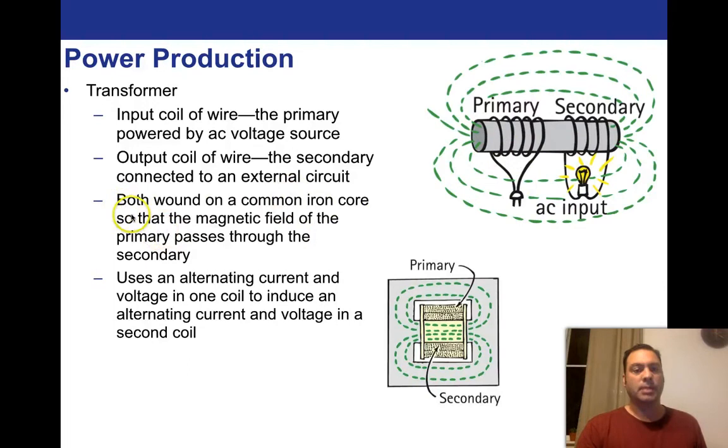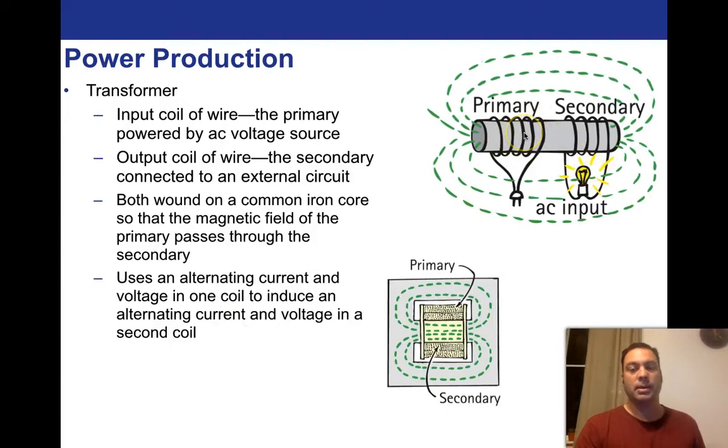They're both around the same iron core so that the magnetic field of the primary passes through the secondary. Cool, got it. Notice that the magnetic field lines are going through both. The core is important. It uses an alternating current and voltage in one coil to induce an alternating current and voltage in a second coil.